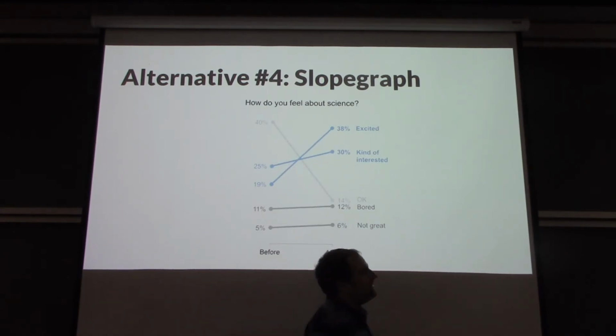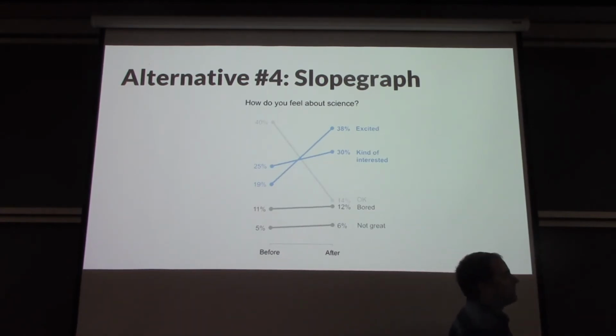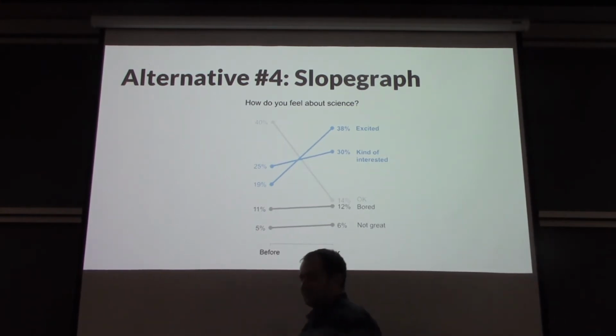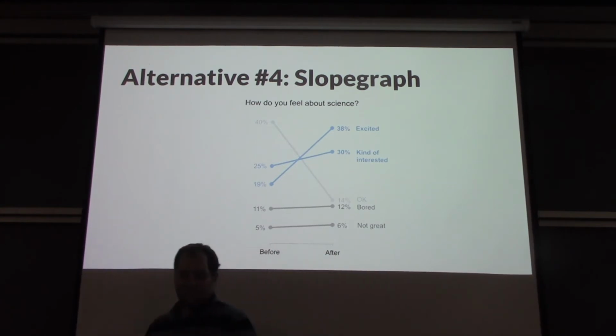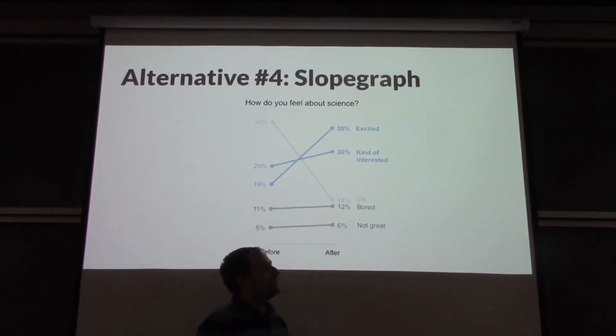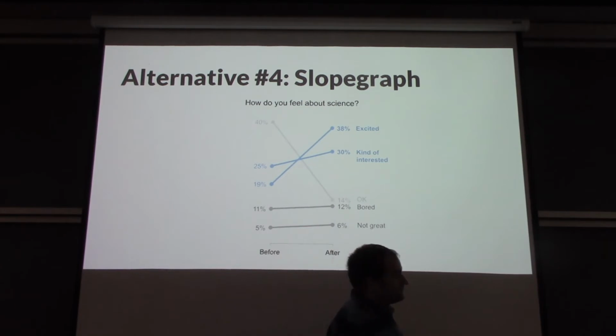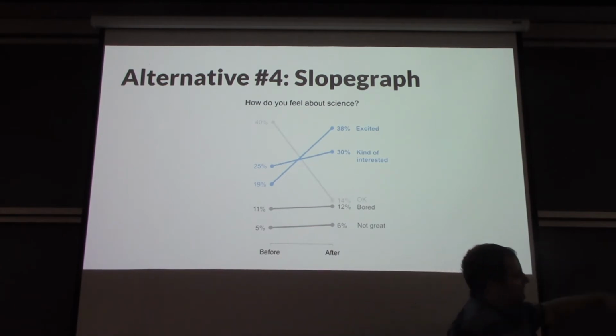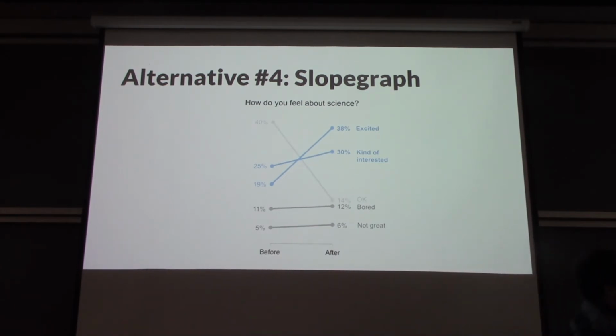The final alternative is this slope graph here. You could plot it like this, and these slope graphs are pretty good for temporal data, and you will be seeing them more and more in various newspaper publications. So you can see this massive drop for the OK people and this increase for the excited and kind of interested people. What's the main problem with this chart?